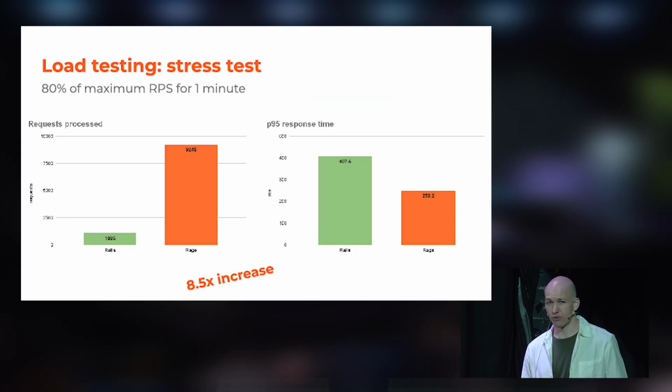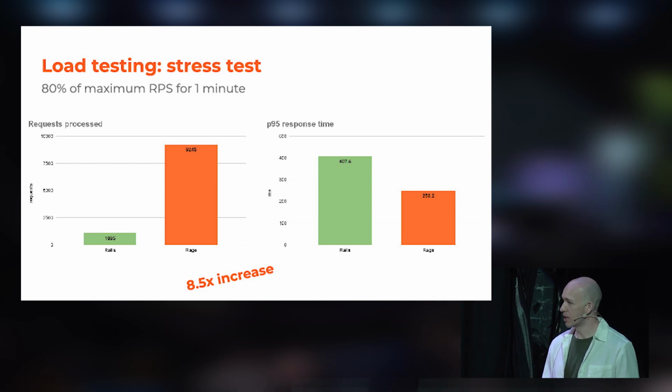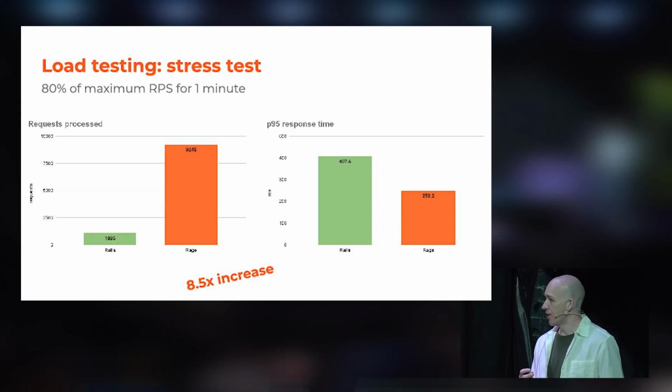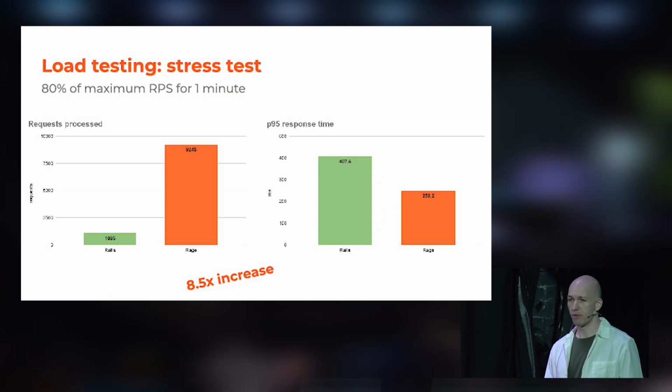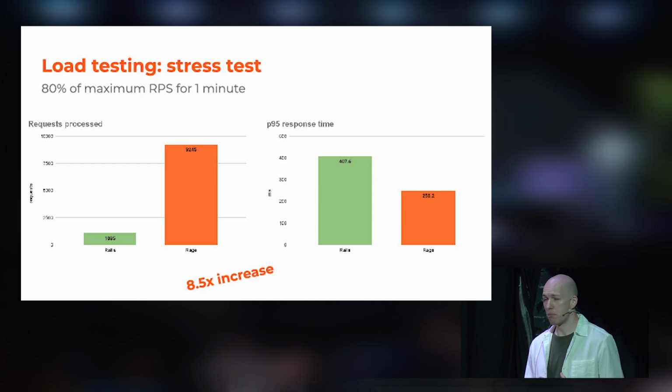Here, I will share the results of a stress test, which was running at a close to peak load for 1 minute. So in 1 minute, our Rails application was able to process 1,100 requests with a P95 response time of 400 milliseconds. The same application with Rage integrated in 1 minute was able to process 9,000 requests with a P95 response time of 250 milliseconds. So not only we were able to process 8.5 times more requests in the same amount of time, our application was also much faster to respond.